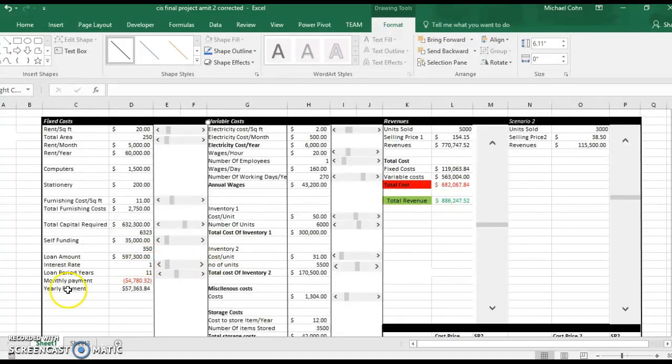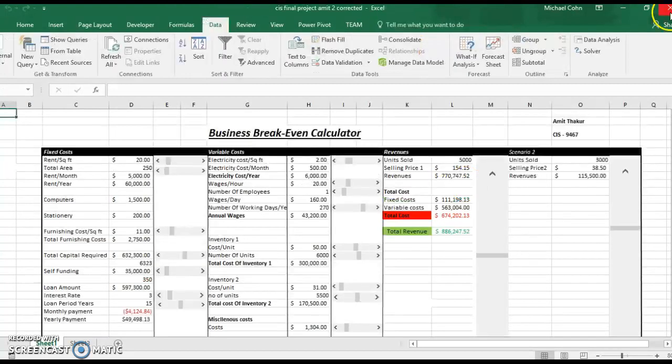You can set the interest rate. In this case, I'm going to set the interest rate to 3%, and the loan period years, I'm going to set to 15 years. So the spreadsheet calculates the monthly payment of $4,124 and a yearly payment of $49,400. So this is the actual cost that it is going to cost you to run the business for 1 year, and that is set up over here, $674,000.